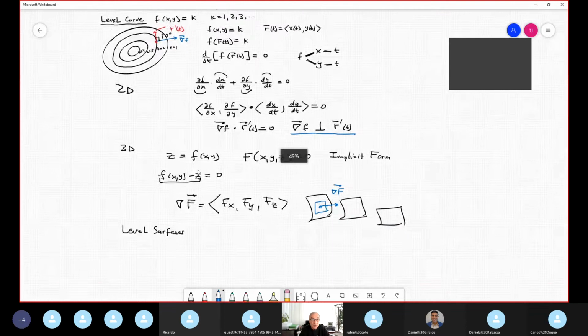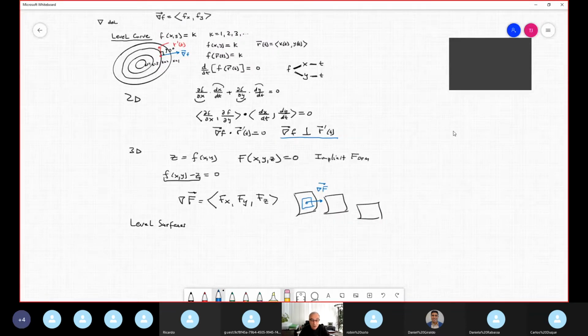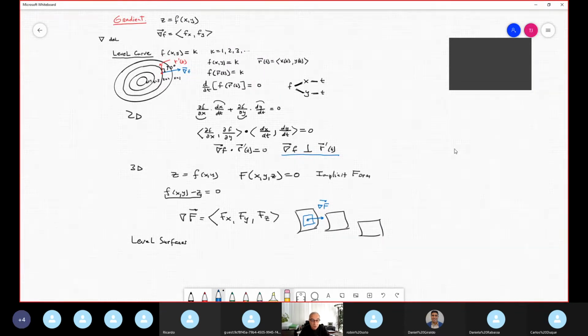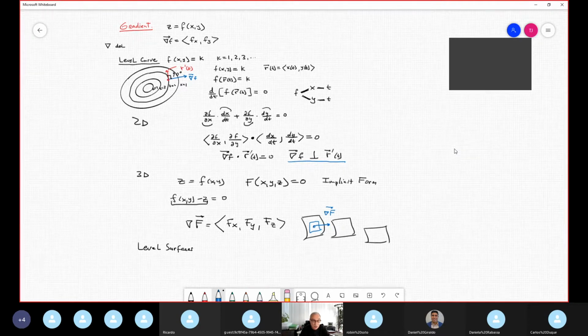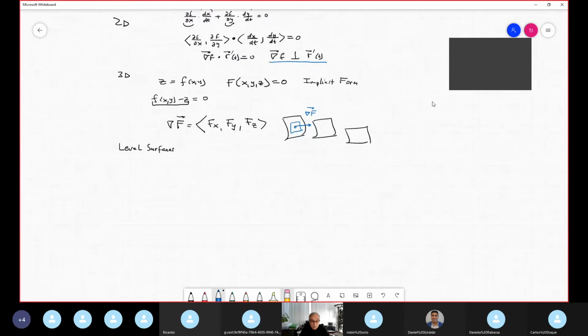Okay, so the most important thing that we study today is the gradient. We can compute it in 2 dimensions and 3 dimensions. The first property we study is that the gradient is a vector that is perpendicular to the tangent vector in 2D, or normal to the level surface in 3D. Okay, that's it. No, we have more important properties.